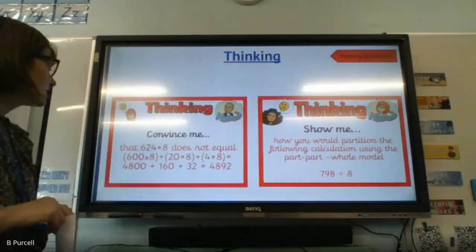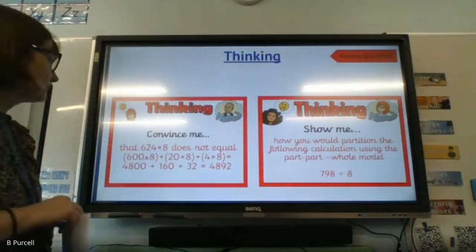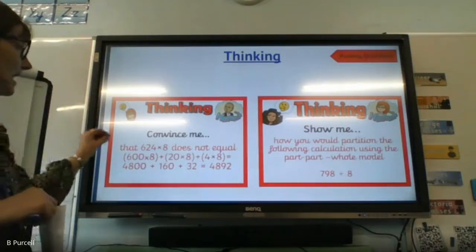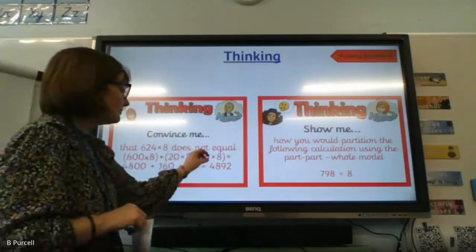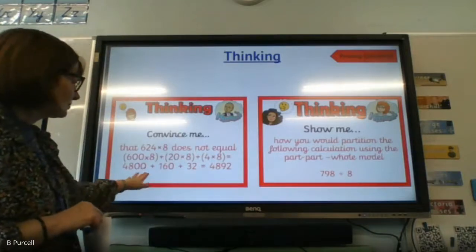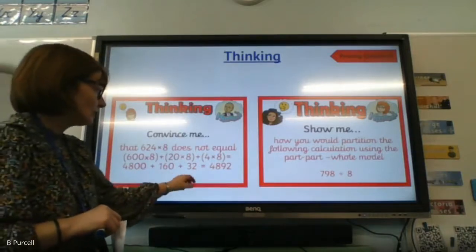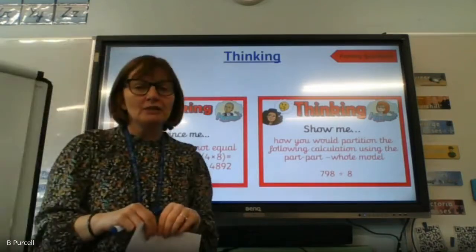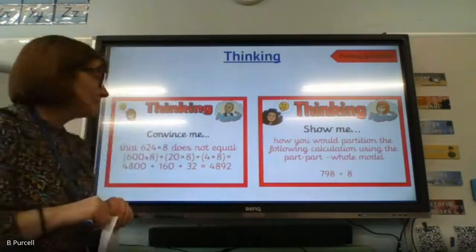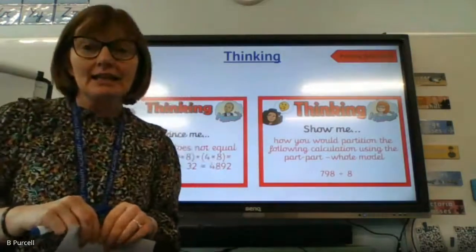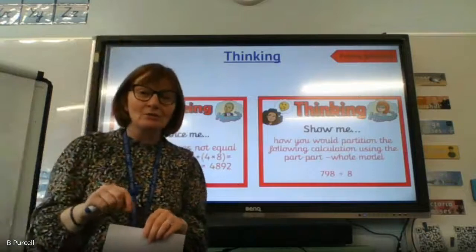It says, convince me that 624 times 8 does not equal 600 times 8, add 20 times 8, add 4 times 8. So it's 4,800, add 160, add 32 equals 492. And I'm hoping that you gauge from the fact that it says, convince me that it does not equal, that there is an error in that question somewhere.